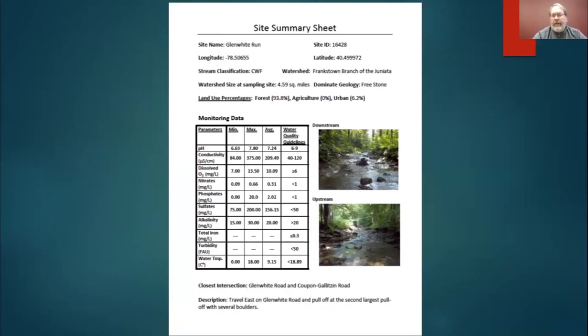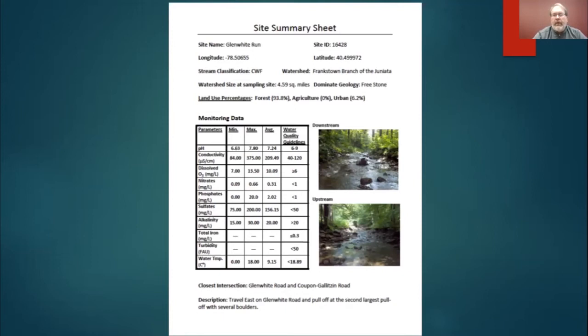I made all this up. You can feel free to use any of it or none of it, but I like to include the name of the stream, your GPS coordinates, the major watershed. I like to include the dominant geology. So again, is this freestone or is this limestone influenced? I like to include the state stream designation. In this case, it was a cold water fishery. Land use percentages, so is it forested, agriculture, or urban?